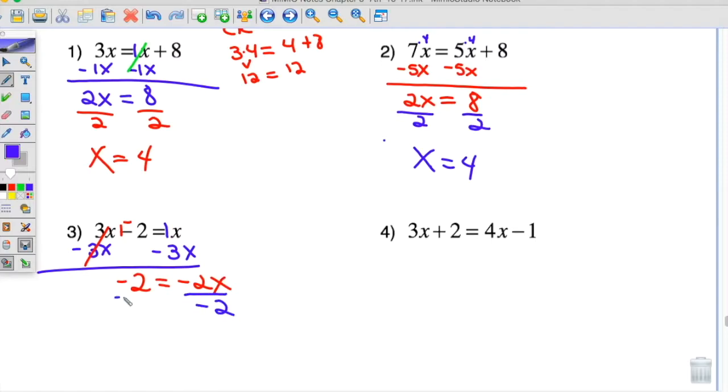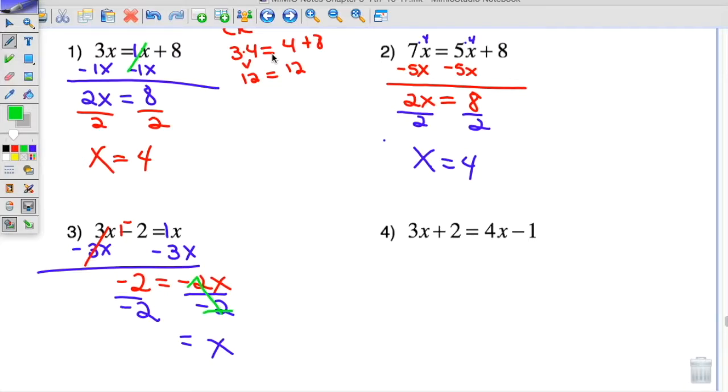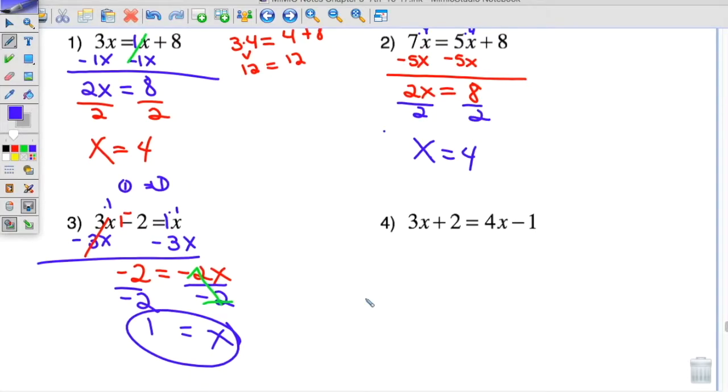Divide both sides by negative 2. So on the right-hand side, you're left with x, because negative 2 divided by negative 2 gives you a 1. And on the left-hand side, negative 2 divided by negative 2 is 1. So x is equal to 1. Showing out your work, to check it, 3 times 1 is 3, minus 2 is 1. On the right-hand side, 1 times 1 is 1, so both sides are equal to 1, so 1 is your solution.